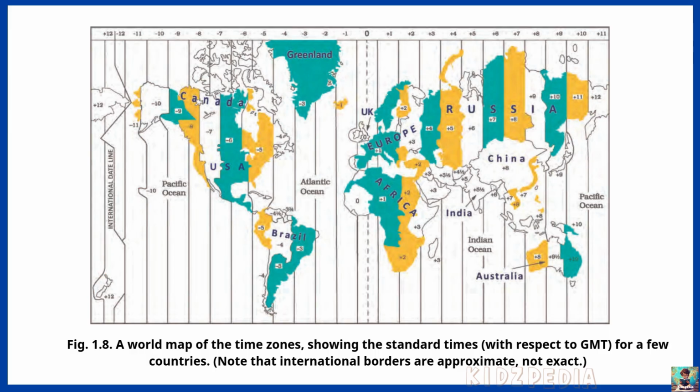Here we see numbers like +4, +8, -7, -10, +12. These numbers tell you how many hours to add or subtract from GMT to get that country's standard time. For example, India is +5.5. So IST, that is Indian Standard Time, is GMT plus 5 hours 30 minutes. Japan is +9, so Japan time is GMT plus 9 hours. Here it is -10, so we have to subtract 10 hours from GMT.